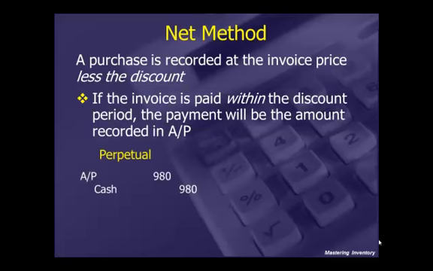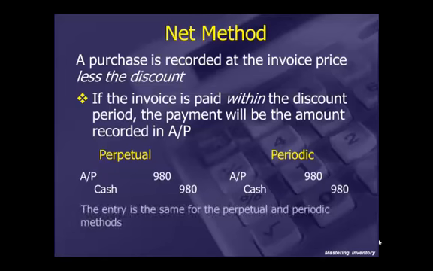So with perpetual, same situation where we had the $1,000 being purchased with a 2% discount. It will be recorded at the $980, and we will debit accounts payable and credit cash for that amount. The periodic, it will be the same.